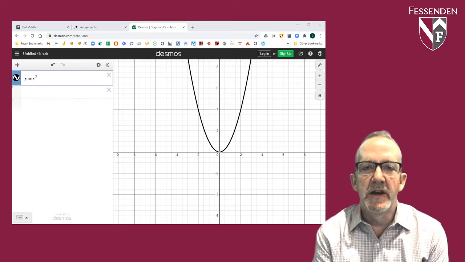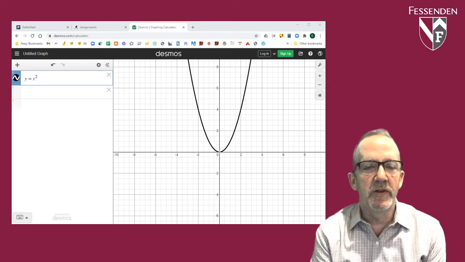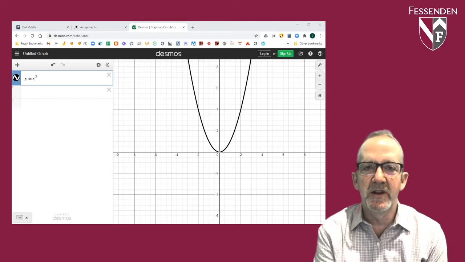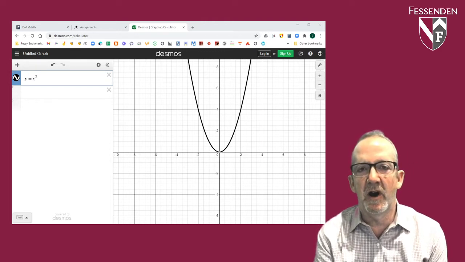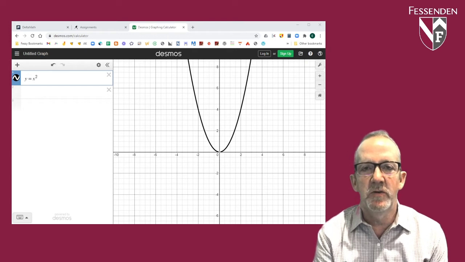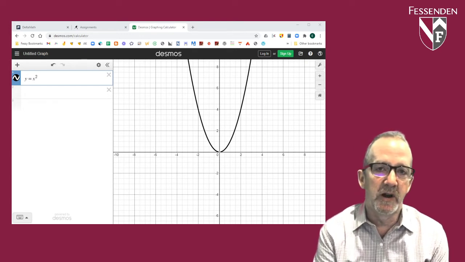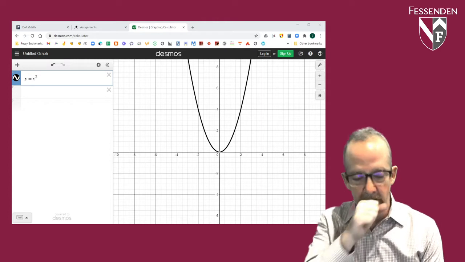Vertex form. It's really useful for graphing, and it relates to something we did before called completing the square. It's also a nice preview of a topic called transformations, which you'll be doing a lot when you get to high school into Algebra 2.